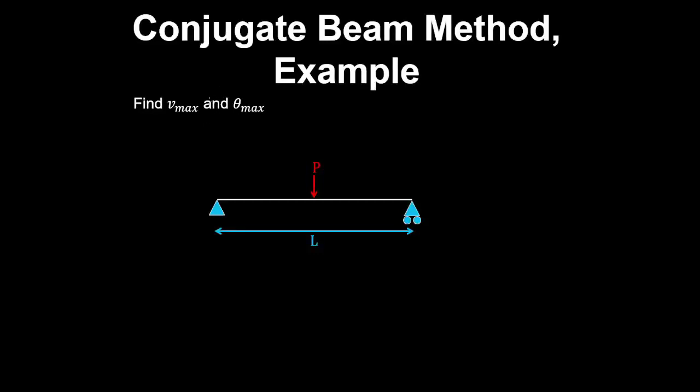Let's use the conjugate beam method to find the maximum deflection and rotation for this beam. So first we determine the bending moment diagram, which has a maximum value of PL on 4 at midspan for a simply supported beam under a point load, and dividing through by EI gives the curvature diagram.